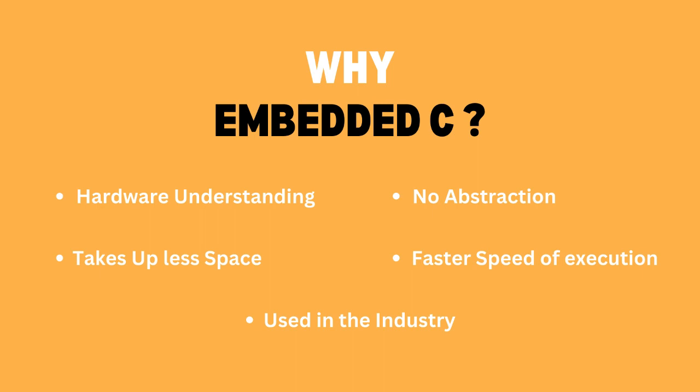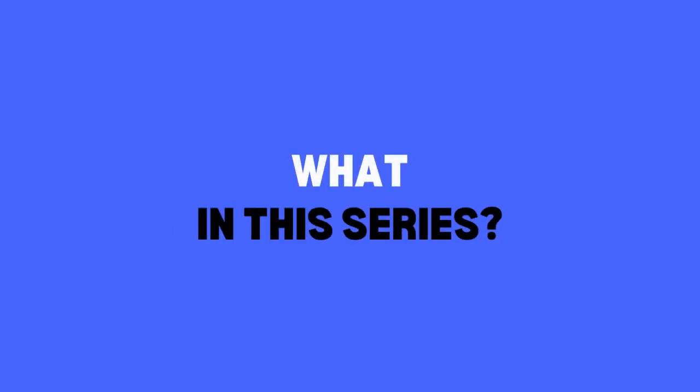unnecessary header file. Comparing embedded C with Arduino's language, embedded C has faster speed of execution, which helps in better and accurate outputs. Last but not least, embedded C is the language used in the electronics and embedded systems industry. So if you are looking to enter the industry or looking to build your products more professionally, learning embedded C is a must. So what are we going to do in this video?